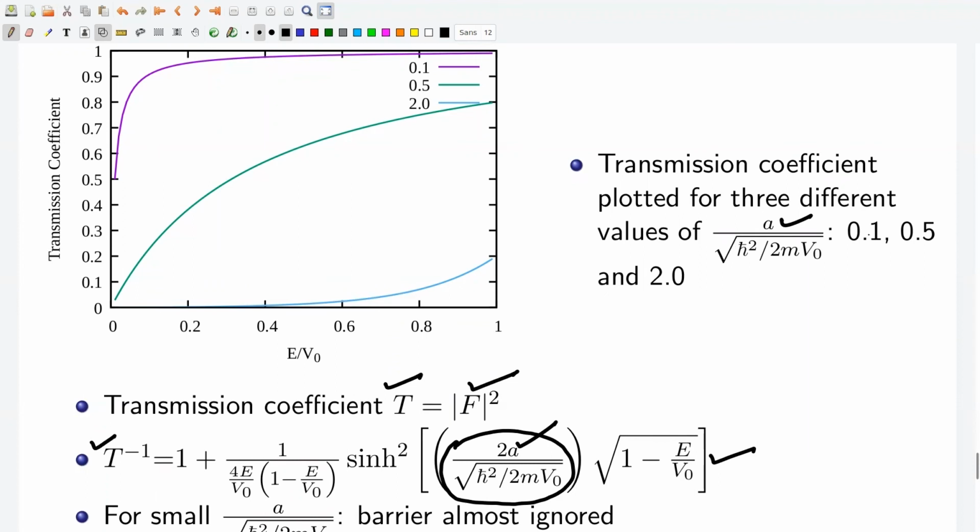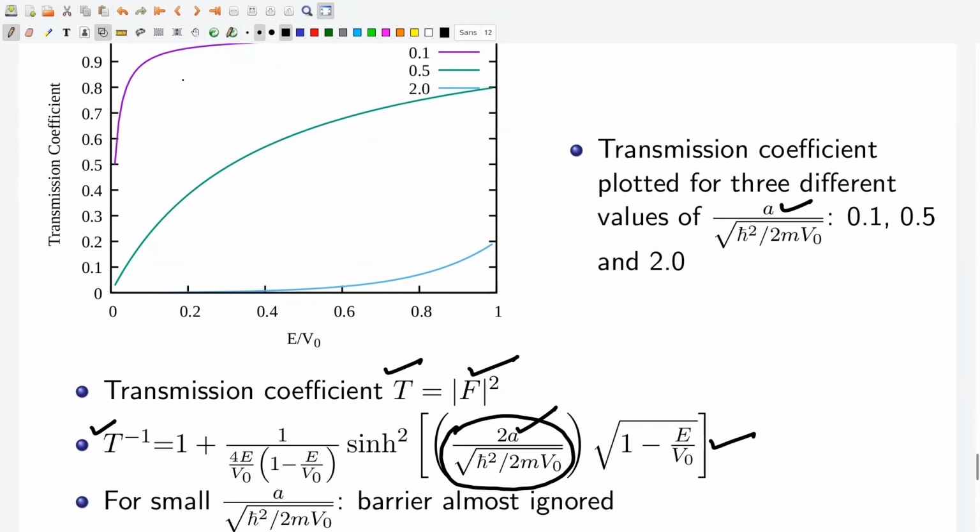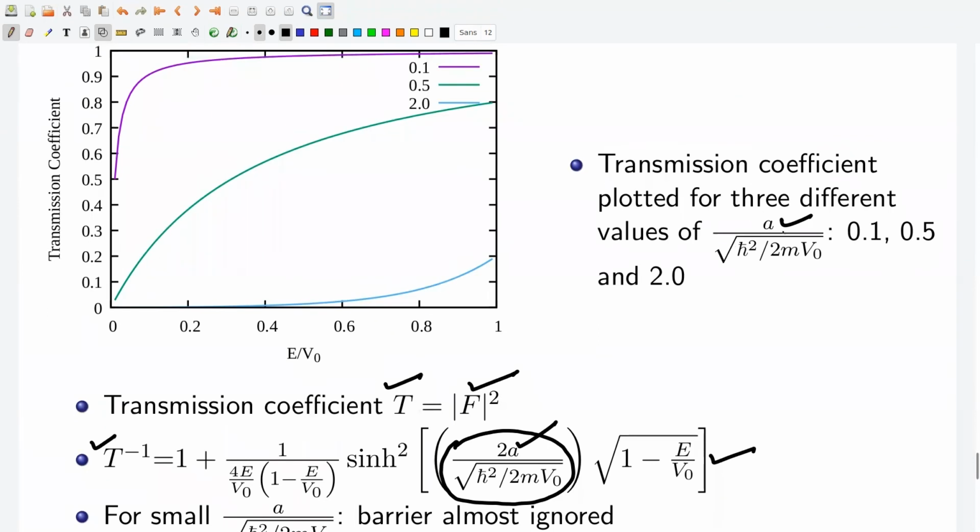So for example, 0.1, 0.5 and 2.0. And what do we see? For a small value of this parameter, say for example 0.1, the transmission coefficient is almost 100%. So that means the barrier is almost ignored. Whereas if you take this parameter to be very large, then the transmission coefficient is very small. That means there is almost no transmission. And for some value in between, for example 0.5, the transmission coefficient looks like this.